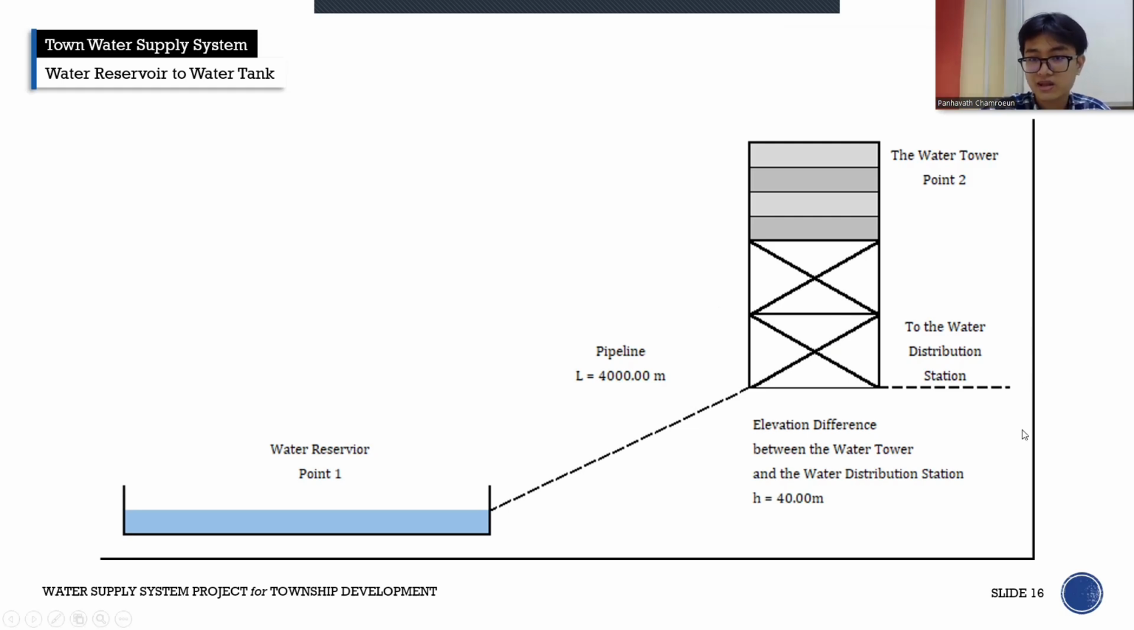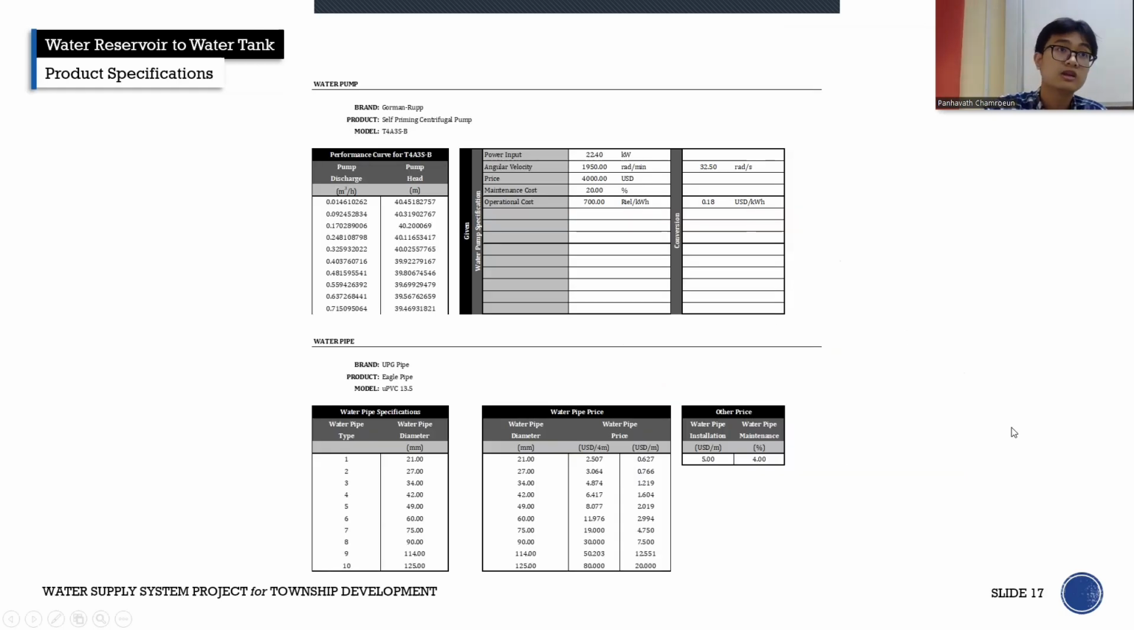So what factor do we need to consider for this part? Well, unlike the previous part, for this part we'll need to consider the pumps and the pipes. And here, the pumps will be our primary focus. As you can see here, for our pump, we have decided to use the German RUPP brand name product, model T4A3SB. And as for the pipe, previously we also used the same pipe, which is the UPG pipe, EO pipe.